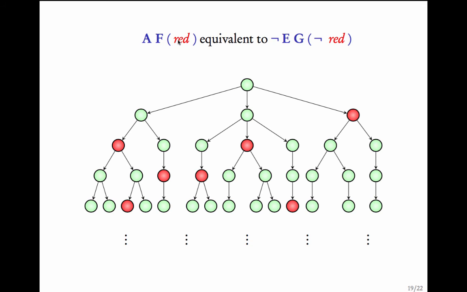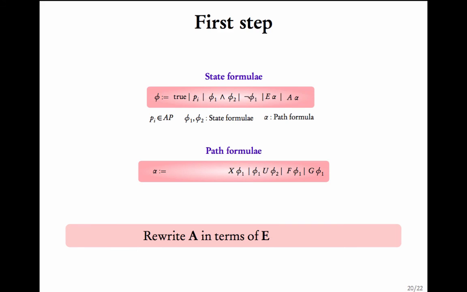Finally, what about AF red? This says that in all paths you can reach a node which is colored red. This is equivalent to saying that it is not the case that there exists a path where every state is colored not red. Yeah, this is the same. So the dual of F would be G. All paths reach something is the same as saying it's not the case that there exists a path where everything satisfies not of the property. So we have managed to rewrite A in terms of E. We rewrote AX, A of phi 1 until phi 2, AF phi 1 and AG phi 1 in terms of just formulas using E. Correct? Yeah, so this is done.